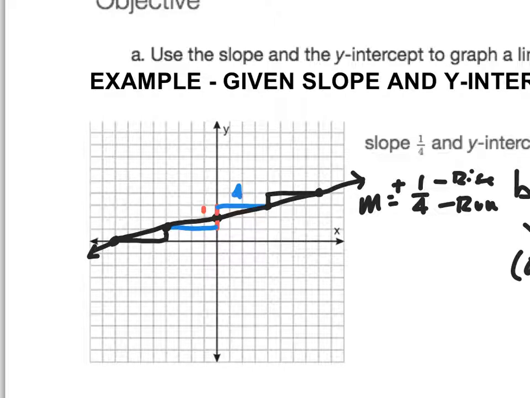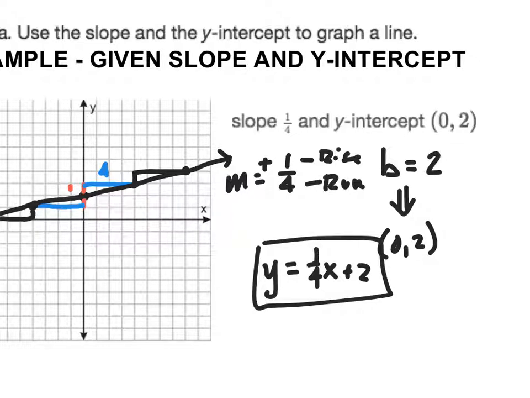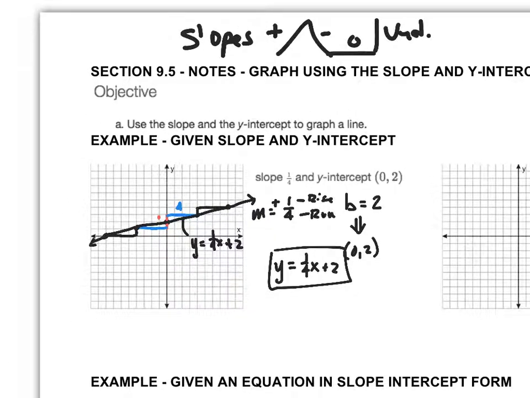Now the other thing is that now that I have my slope and I have my y-intercept, I can write the equation for this. I can write this as y equals 1/4 x plus 2. That's my equation, y equals 1/4 x plus 2. And that's the idea, and that's what we're doing.